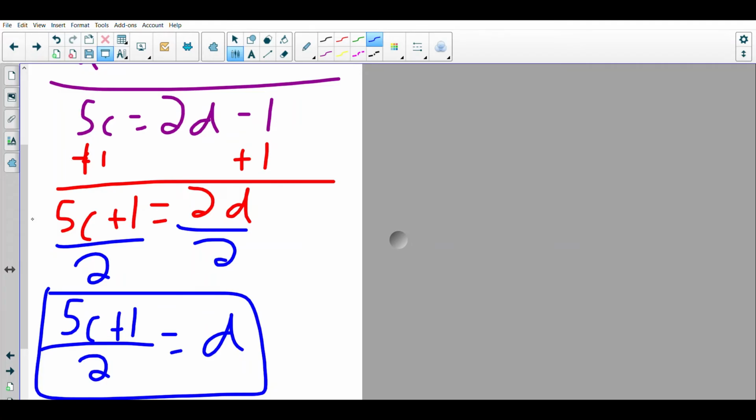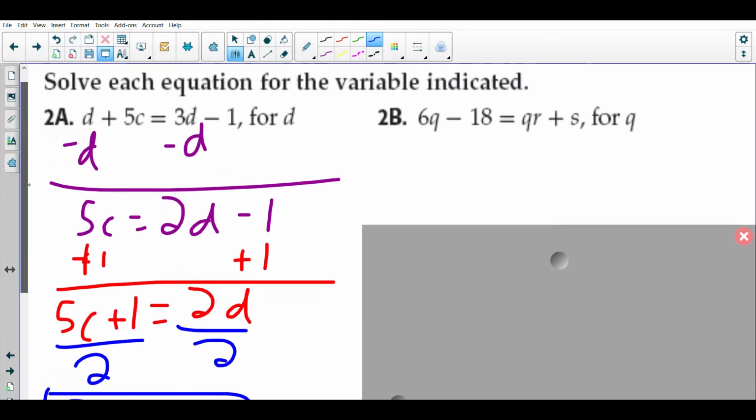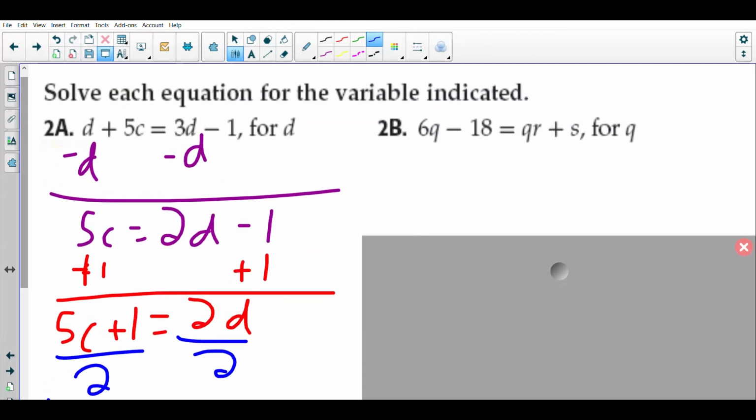Okay, so that's a little bit harder, but now we got a different one. This one is the trickiest of all. We have 6q minus 18 is equal to qr plus s. We're going to solve for q. So now we got a qr, meaning there's two variables in one term. Now, the biggest issue a lot of people have is, can I combine them? Well, no, they're not the same. q and qr are not alike, but I still need to isolate the q.